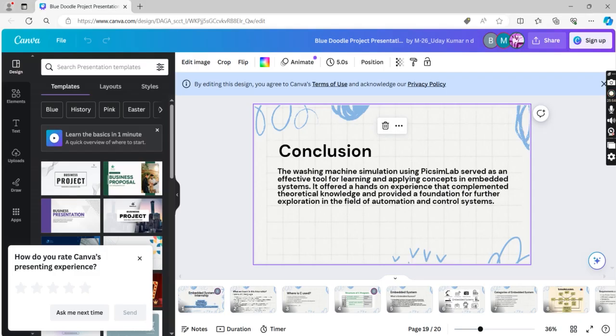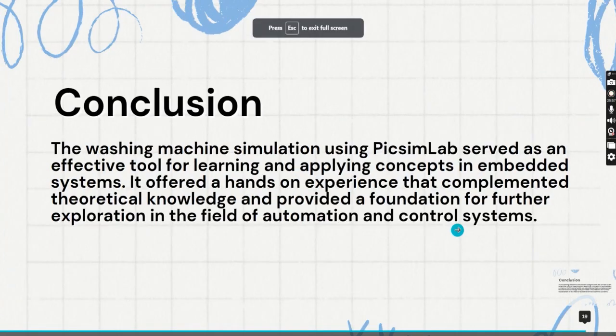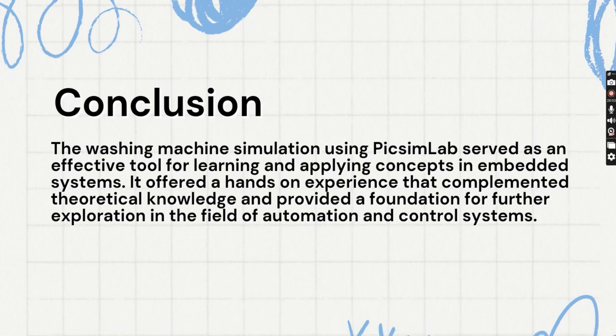To conclude, the washing machine simulation served as an effective tool for us for learning and applying concepts. We learned how to use PICSimLab and the Microchip compiler. It offered us a great hands-on experience, providing practical knowledge regarding embedded systems, and we got a chance to explore the field of automation and control systems.